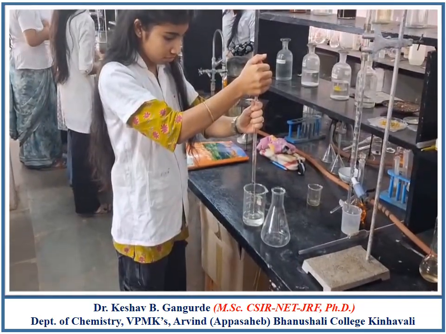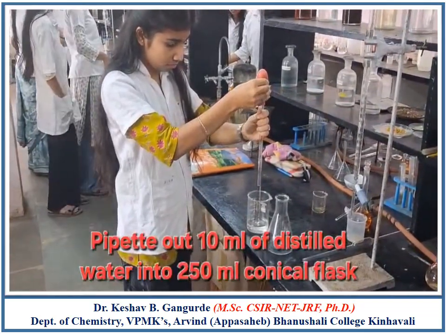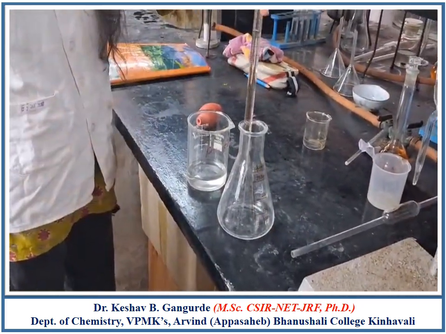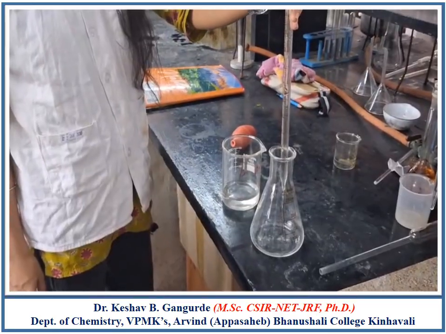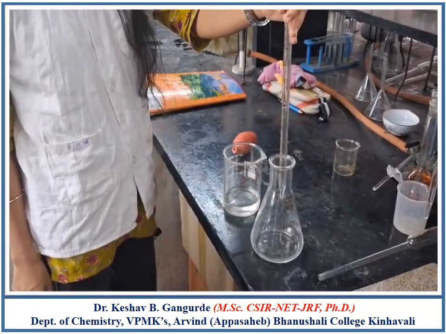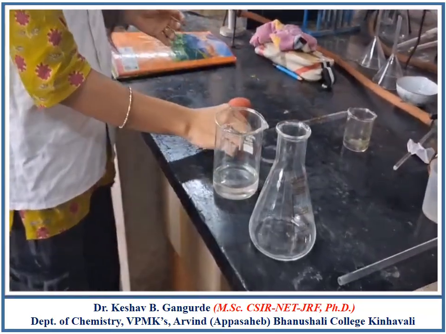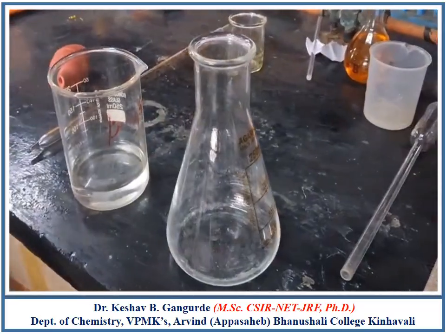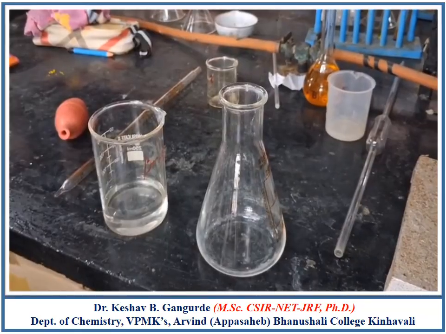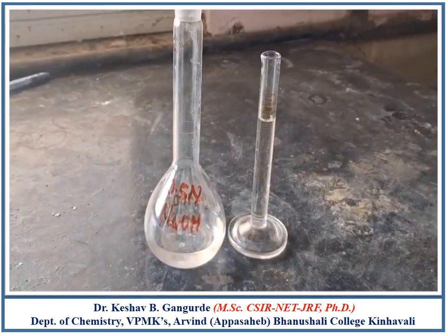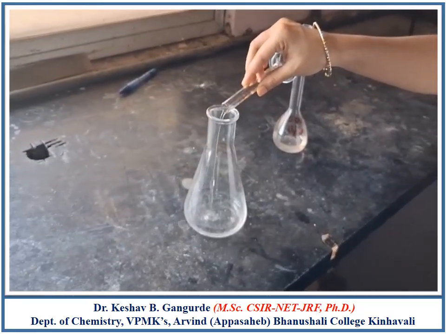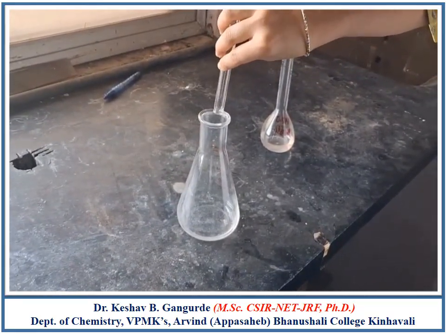Now to perform blank titration, pipette out 10 ml of distilled water in 250 ml conical flask and do the similar procedure for the same part as like estimation part. That is, add all the reagents to the same conical flask, but only take 10 ml of distilled water instead of 10 ml diluted honey sample solution. Measure 5 ml of 0.5 normal NaOH and add it into the same flask in which 10 ml of distilled water is taken.